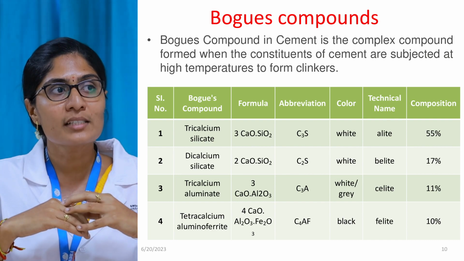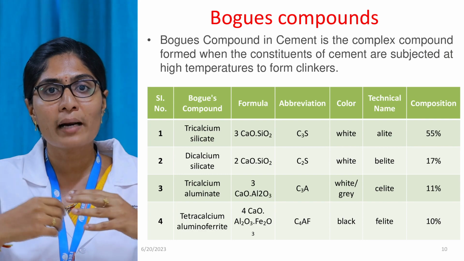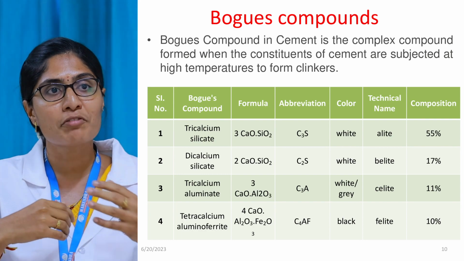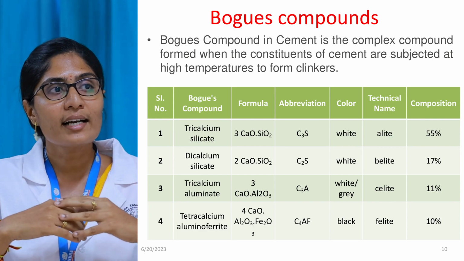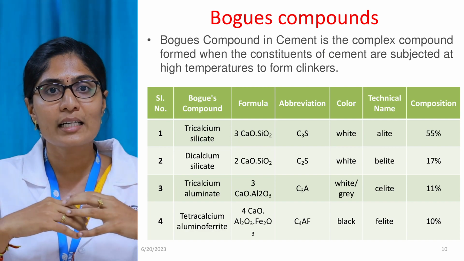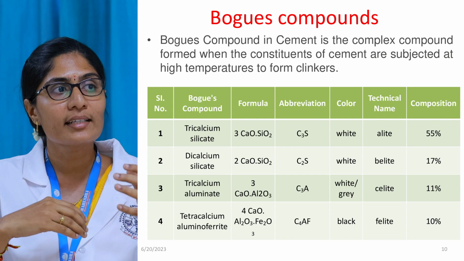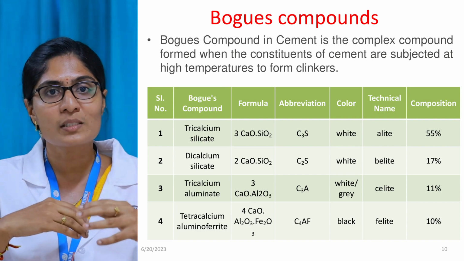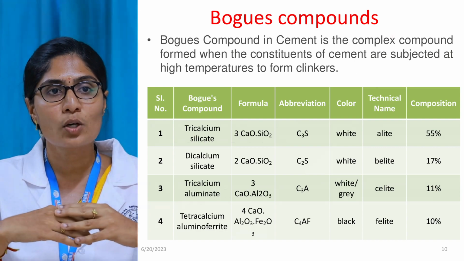Here the dicalcium silicate is responsible for the later part of the strength development in cement, that is after 28 days. Then tricalcium aluminate is responsible for the setting and hardening of cement. Similarly, tetracalcium aluminoferrite is also responsible for setting and later hardening of cement.